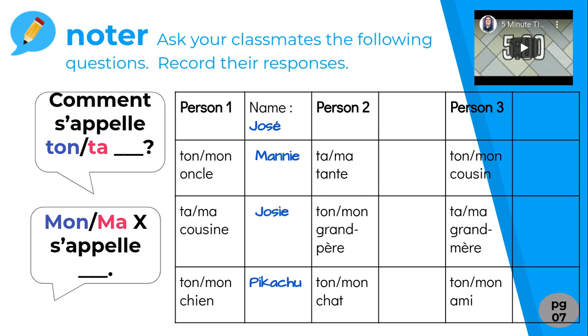So we're going to practice. You got to figure out if you're using ton or ta. So, comment s'appelle ton oncle? And then we'd respond, mon oncle s'appelle Manny, or whatever it happens to be. So let's go ahead and do the practice that we can see written in blue.